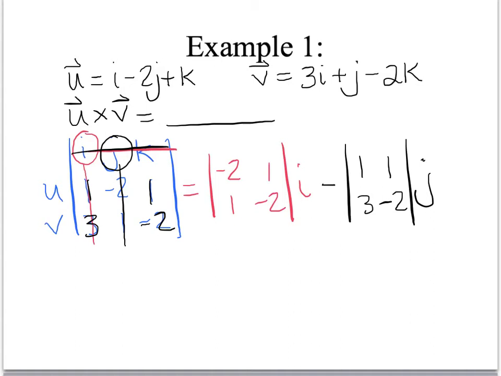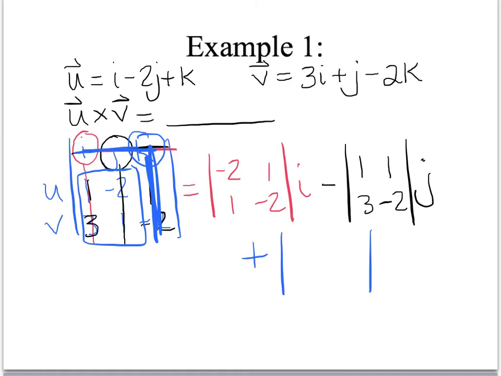And lastly, I'm going to use the k. For k, if I get rid of the row and the column that it's in, that means I'm using these first numbers. And again it's a plus, the only one that's opposite is the j. So 1, negative 2, 3, and 1. So now we do our cross multiplying and our determinants.